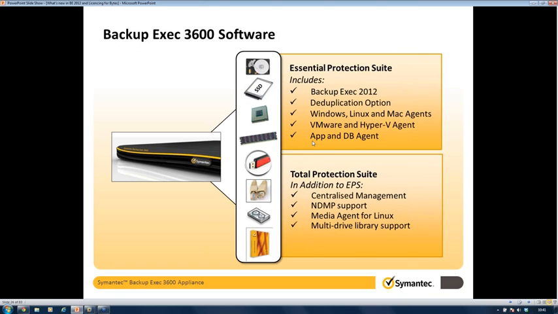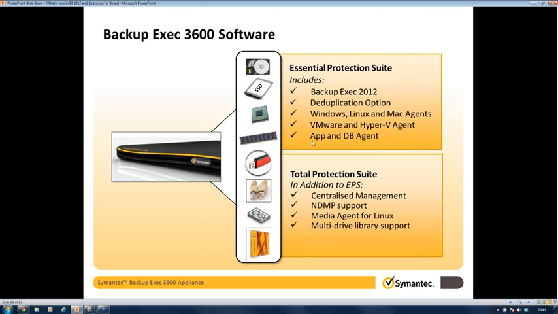Essential Protection comes with a copy of Backup Exec, as you'd expect. You can manage your backup jobs. It also comes with a deduplication option, and it also comes with agents for backing up remote Windows, Linux, and Mac servers, as well as agents for backing up virtual hosts, both VMware and Hyper-V, and agents for backing up your applications as well. So that's the Essential Protection Suite.